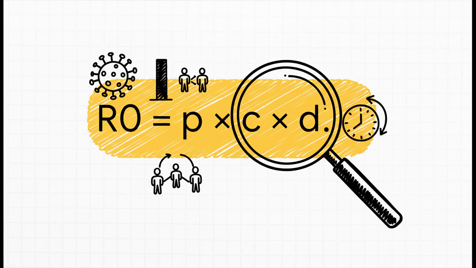So what actually makes up this R0 number? Is it just random? Nope, it's math. It boils down to a simple formula. R0 equals P times C times D. And if we can understand what each of those letters means, we can figure out exactly how to fight back.